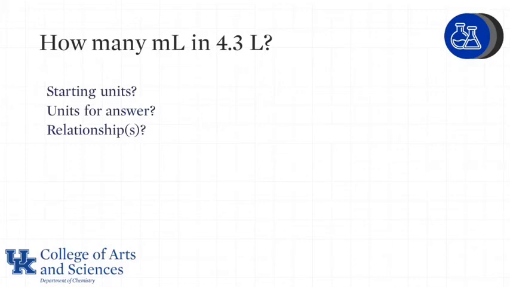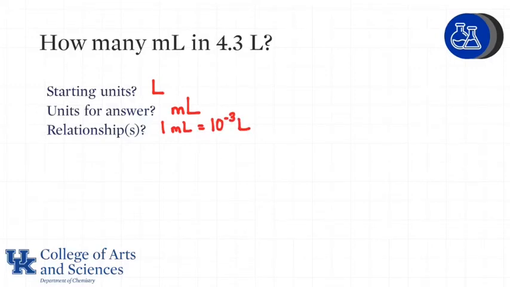So our starting units are given in the problem as liters because that's the only numerical value we have in the problem. For our answer, we want units of milliliters because the problem asks how many milliliters. And then we have to look at the relationship between liters and milliliters. And so this is based on the metric prefix. So we say 1 milliliter equals 10 to the minus 3 liters.